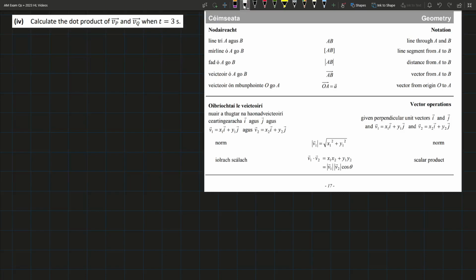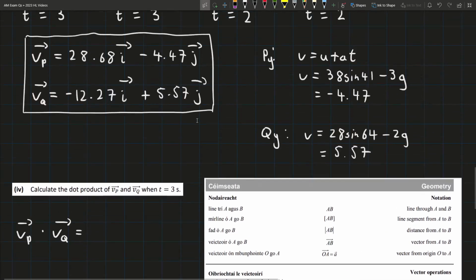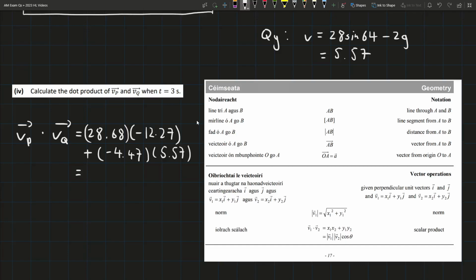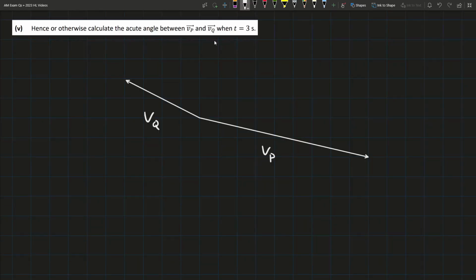So we don't know the angle, so we'll just use the first definition. It's going to be the two x velocities plus the two y velocities multiplied together. So we can say that Vp dot Vq equals 28.68 multiplied by minus 12.27 plus the two j velocities multiplied together, minus 4.47 times 5.57. And if you put that into your calculator, you get minus 376.8 approximately.